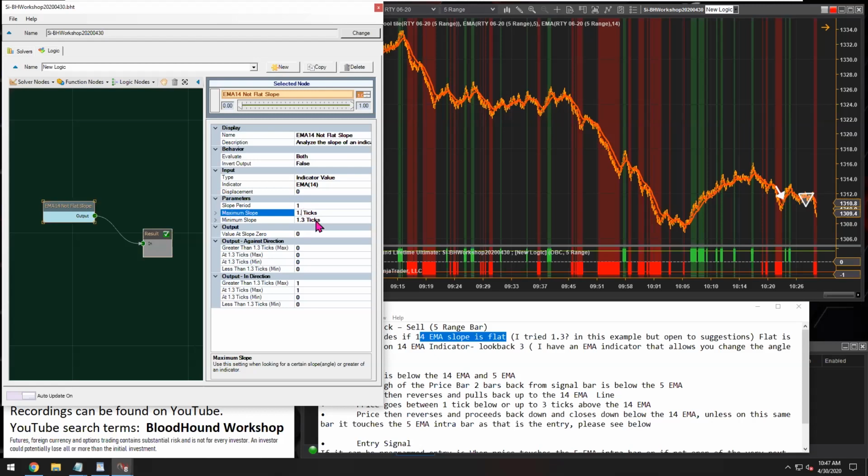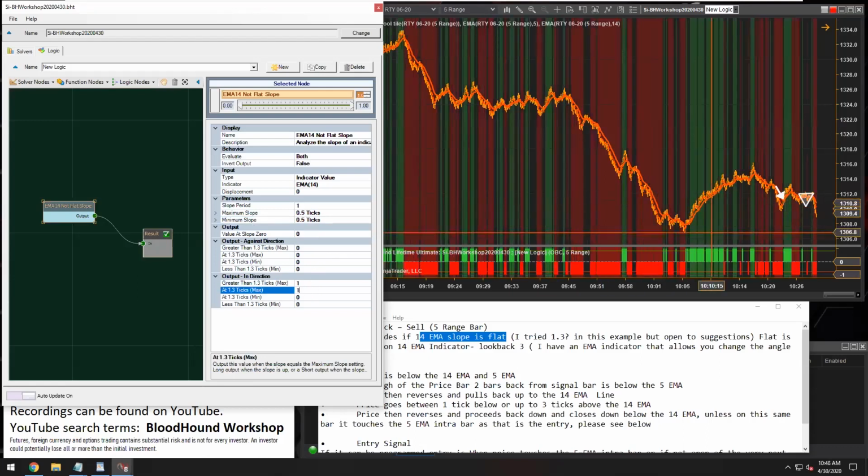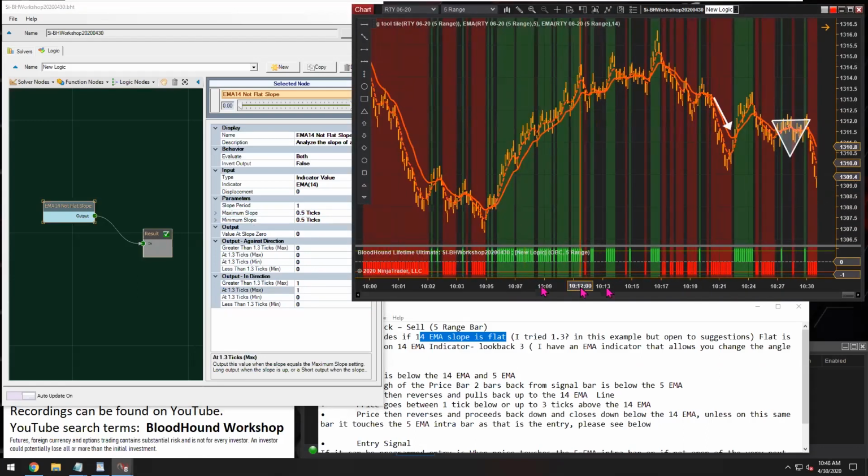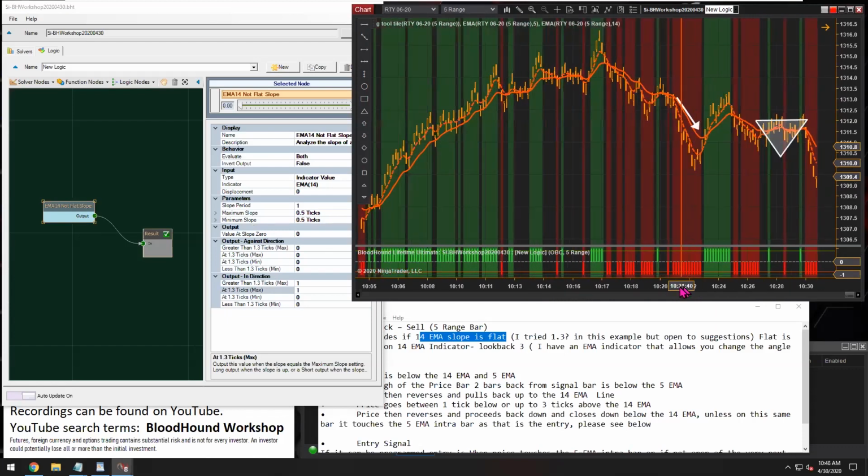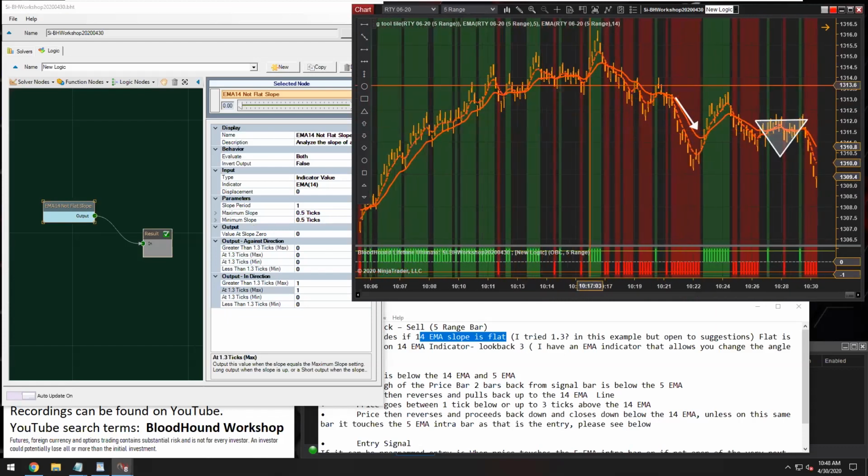So let's probably knock this down. Let's see what happens to 0.5. All right, so half a tick, like that. And yeah, there we go. If you're looking at a chart, you wouldn't expect to see too many flat areas, right? But basically, all of these black areas, with no racing stripe, are areas where your moving average is considered flat.